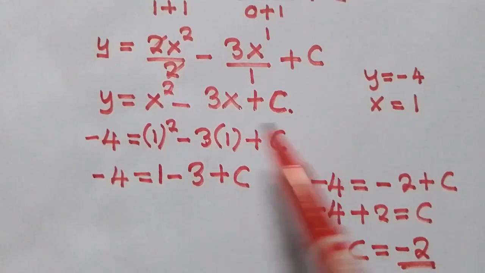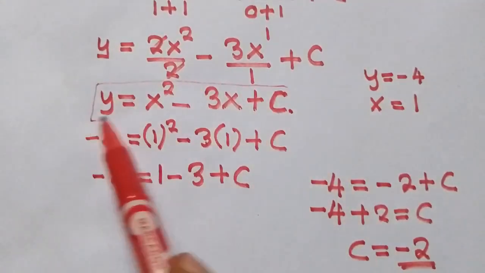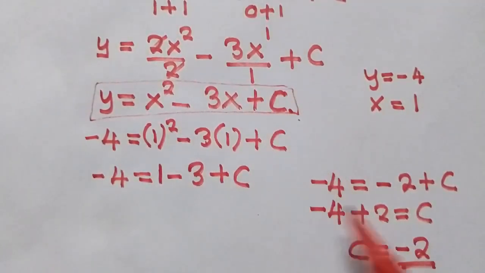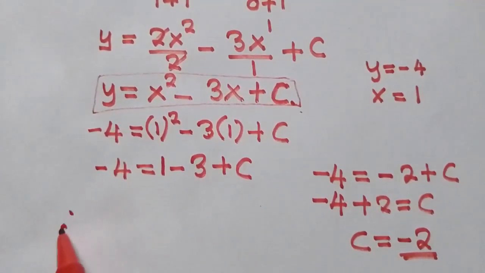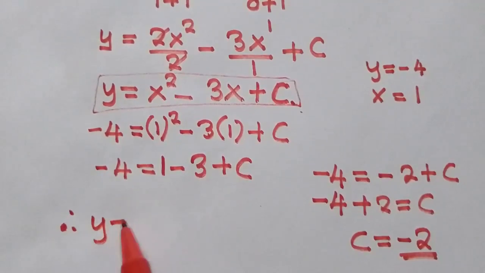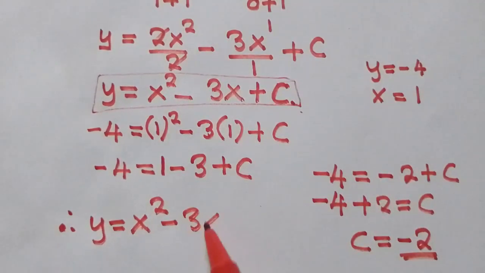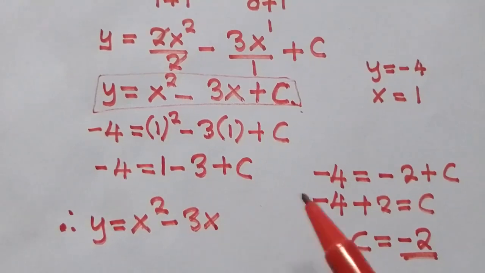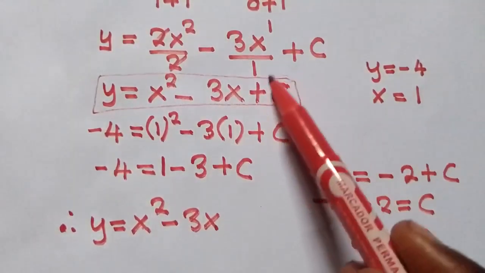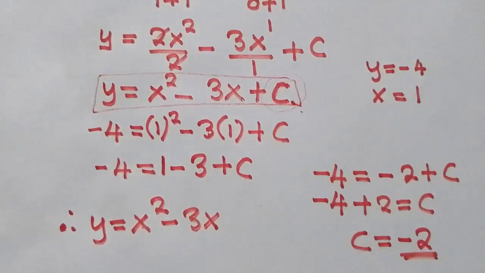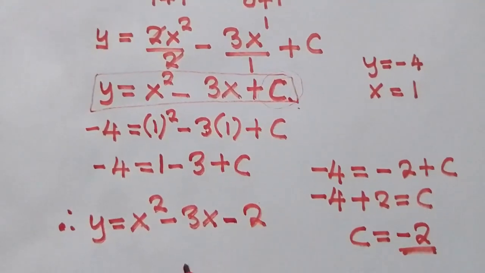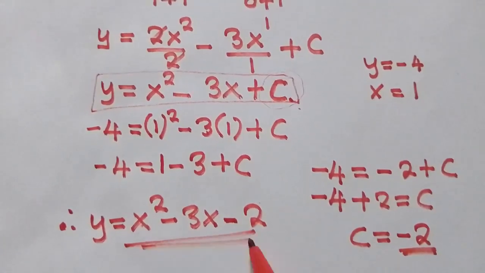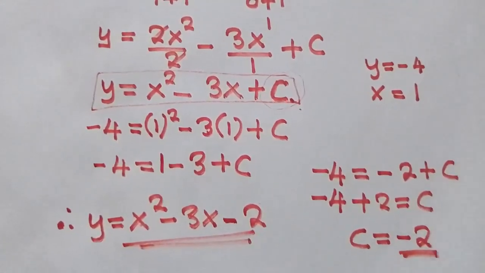Which means that on this equation, I know the value of c. So I just replace, and I say, therefore, y is equal to x squared minus 3x. Then there is a c. I won't put this c. I know c is -2, so I say minus 2. This is the equation. You found the value of y.